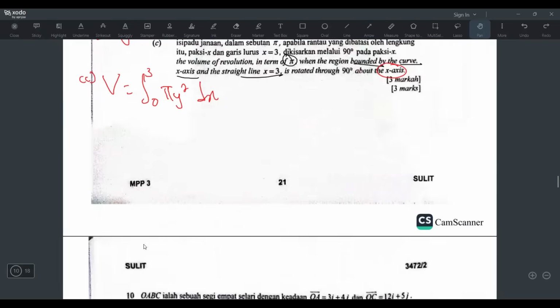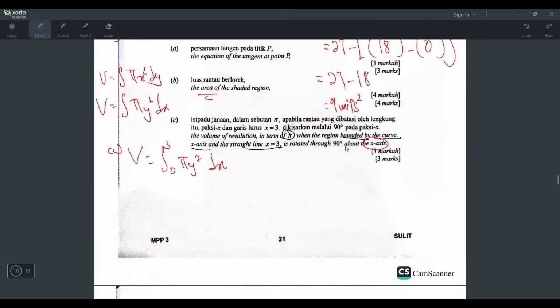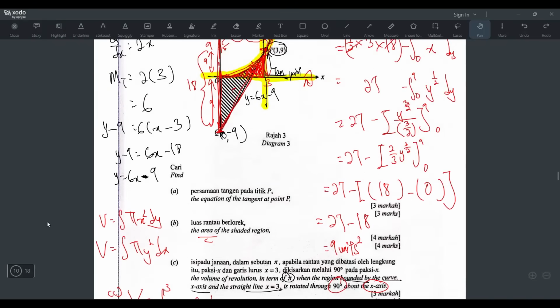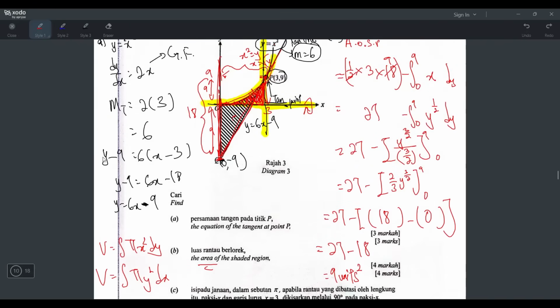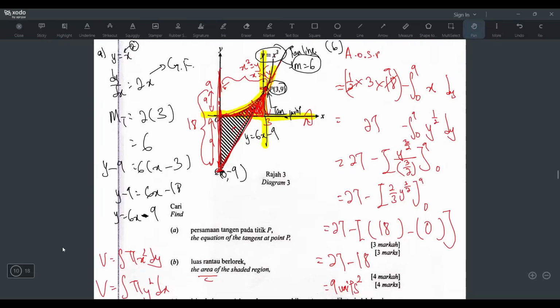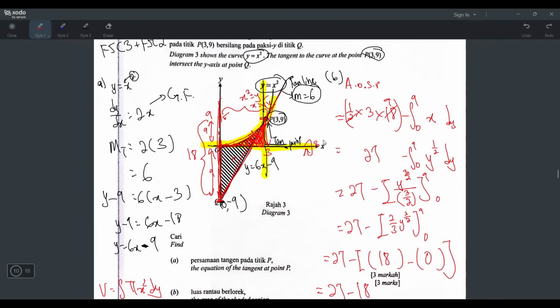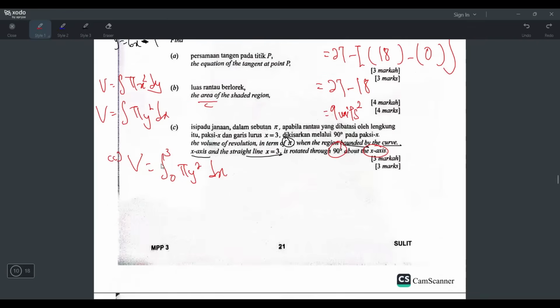Okay, now it's time to integrate this. But wait, they say rotate 90 degree, right? So when you integrate like this, you're actually finding the volume for rotating 360 degree. You're actually finding this region rotated 360. You end up with something like a cone, right? But you only want 90 degree, right? That means you have to times by 90 over 360. Or you can also write 1 over 4, right? Yeah, because 90 over 360 is 1 over 4.